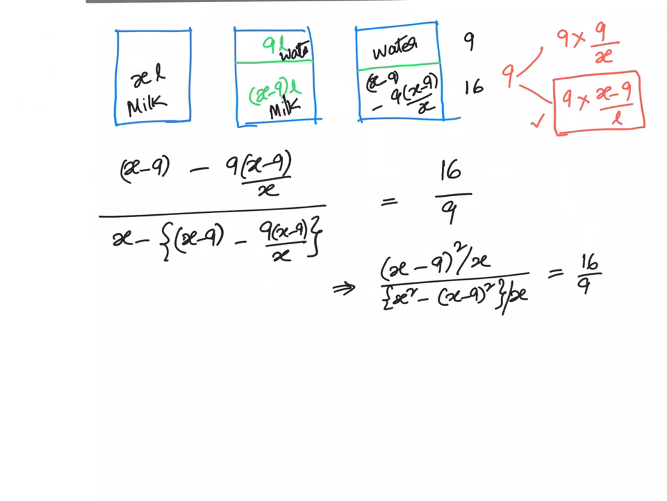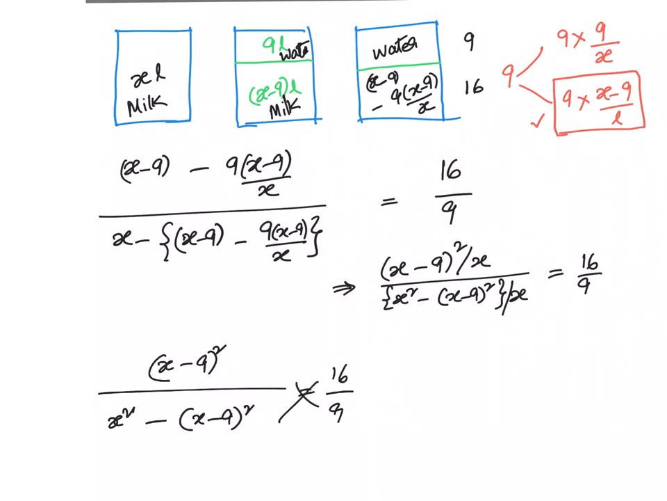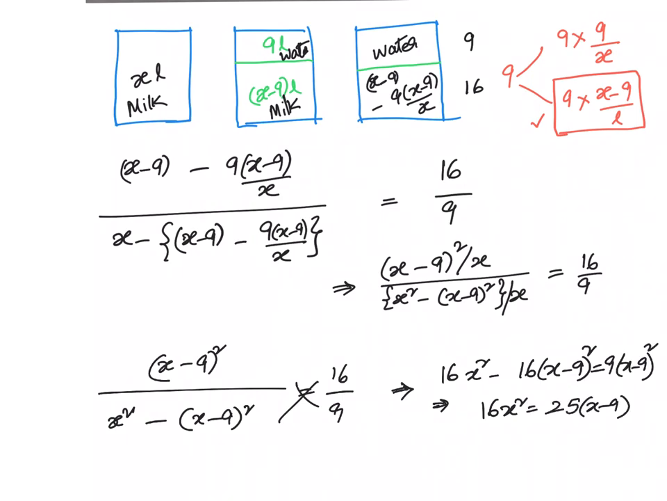When we simplify, we can cancel x and x in the denominator. We will have x minus 9 whole square divided by x square minus x minus 9 whole square equal to 16 by 9. Let us do cross multiplication and simplify. We will have 16x square minus 16 into x minus 9 whole square equal to 9 into x minus 9 whole square. Or can I write down 16x square equal to 25 into x minus 9 whole square.